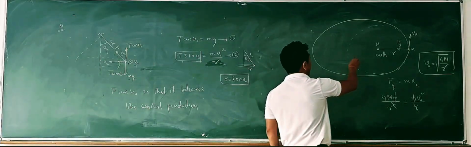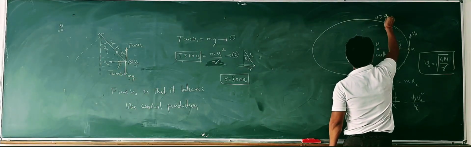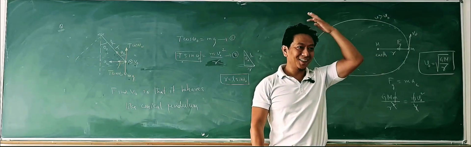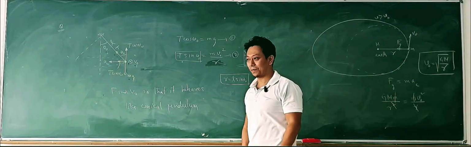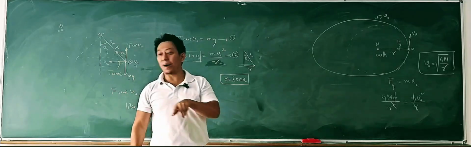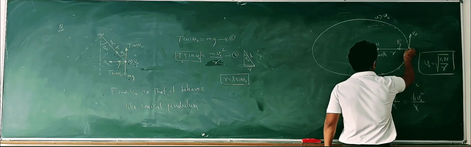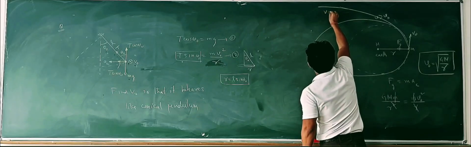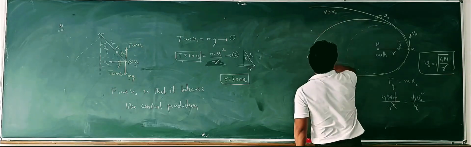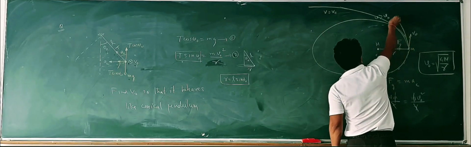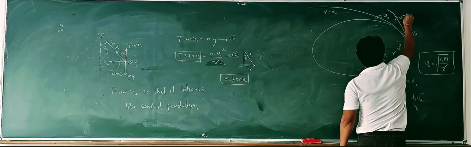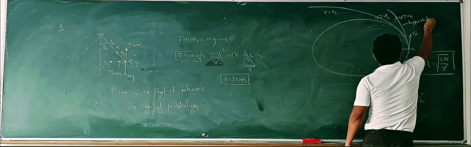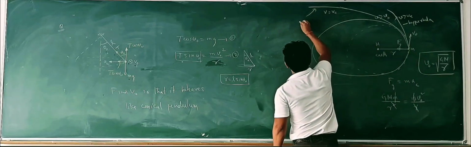If you give it what speed? Greater than orbital velocity. But don't make it greater than escape velocity also. Then it will go in an ellipse. Equal to escape velocity, parabola. If you give it exactly escape velocity, parabola. If you give it more than escape velocity, it will go in a hyperbola. This is a parabola.